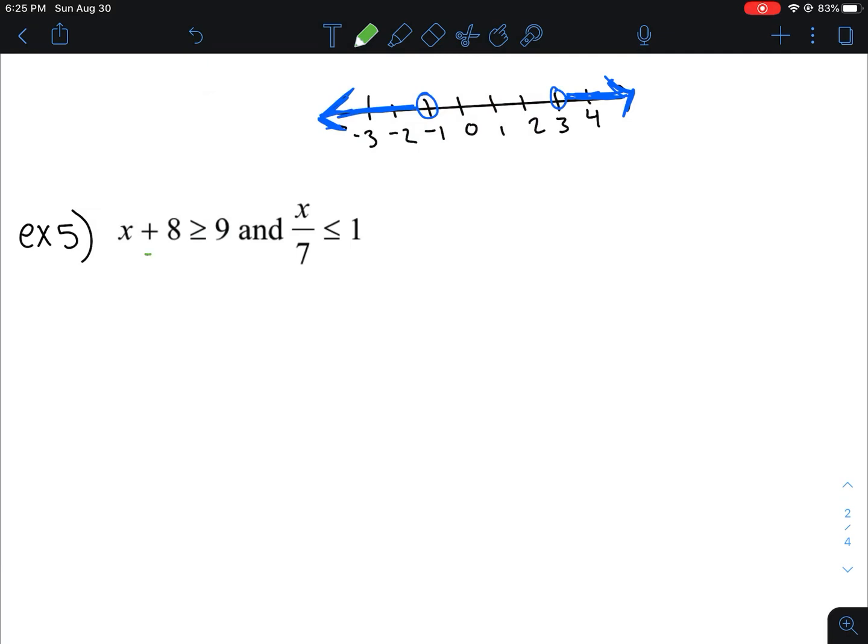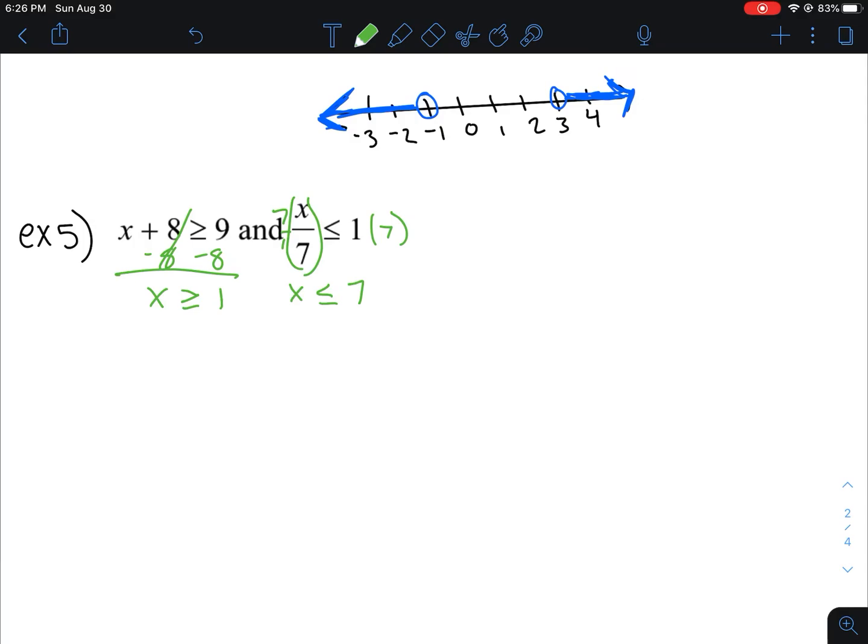So I'm going to go ahead and solve this first one on the left-hand side. And I get x is greater than or equal to 1. And then over here, remember, I have to multiply by 7 over 1, or just 7. And this will give me x is less than or equal to 7.